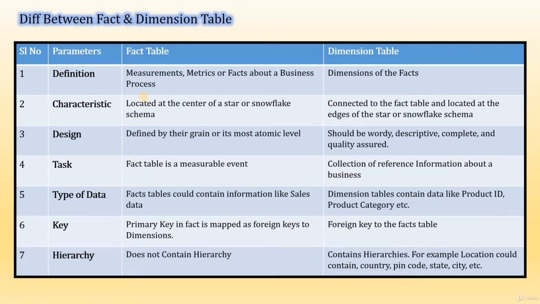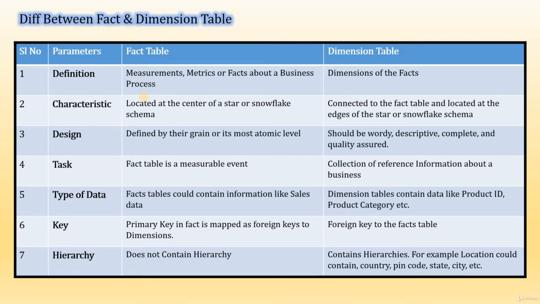So this kind of information, the facts or measurements, is available in the fact table, while the dimensions are available in the dimension table. In terms of characteristics, the fact table is located at the center of a star or snowflake schema. The dimension table is connected to the fact table and located at the edges of the star or snowflake schema. We already learned about star and snowflake schema. In the star schema, the fact table is surrounded by multiple dimension tables.